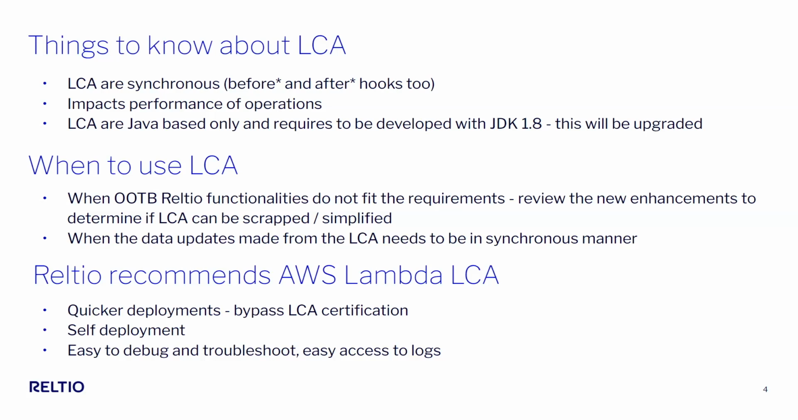If you need to perform synchronous operations, that is when we recommend using LCA, because depending on the complexity of the LCA and the operations you're performing through it, it has an impact on performance. For example, before I save an entity, if there's 2000 lines of code which does a lot of processing, calls an external API, gets some data, and so on, all of that time the LCA takes to execute adds to the time it will take to load the entity. So overall, there's a performance impact, and that is why we recommend that you use LCAs only where you need synchronous processing.